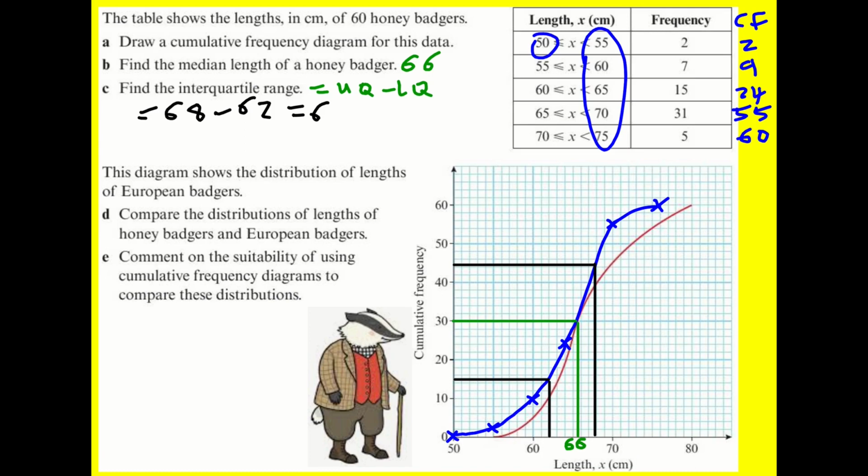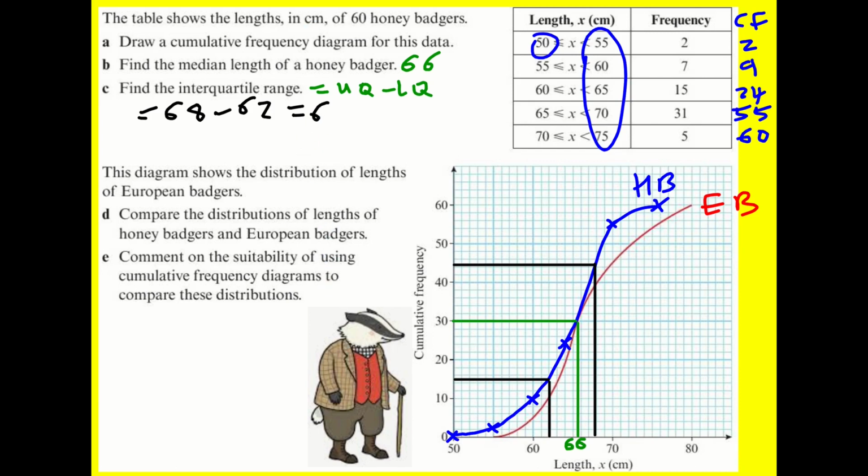Diagram shows the distribution of lengths of European badgers. So I should maybe label it at this point. I've got my European badgers in red, and I've got my honey badgers in blue. But it's like direct comparison now. We can see very similar sort of thing going on. Compare the distributions of lengths of honey badgers and European badgers. And finally, comment on the suitability of using cumulative frequency diagrams to compare these distributions.